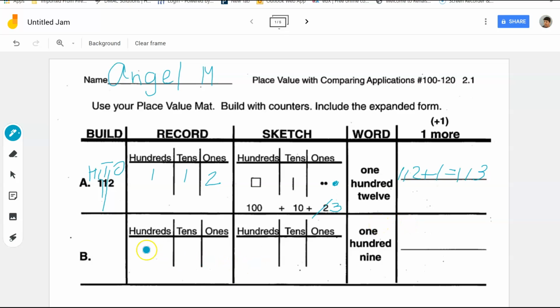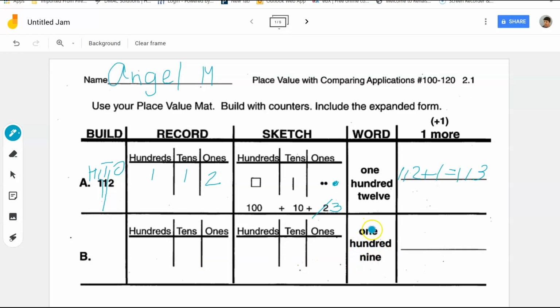We're gonna move on to letter B. On letter B, we don't have any number to build. Then we don't have a number recorded. We don't have a sketch. Hey, but look at this. We have the word format, 109. So with this number, we're gonna fill out the rest of the chart.